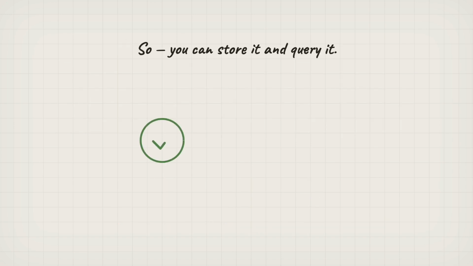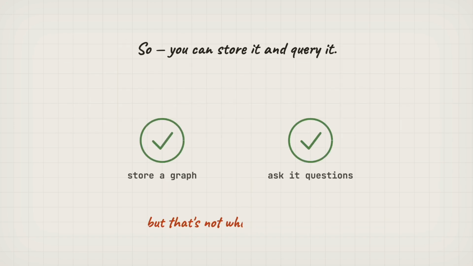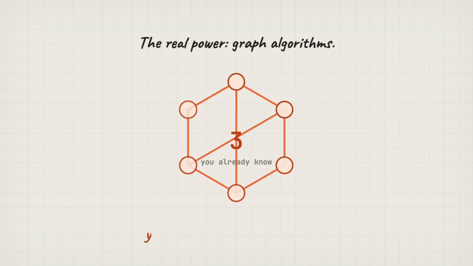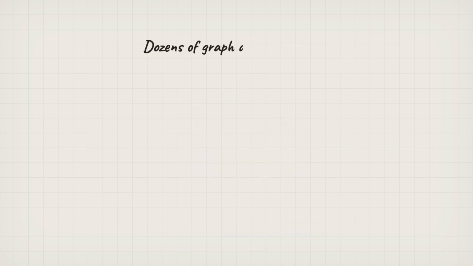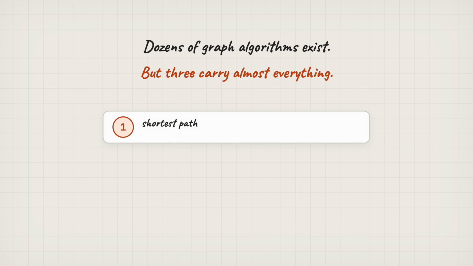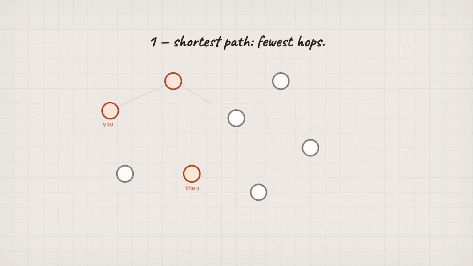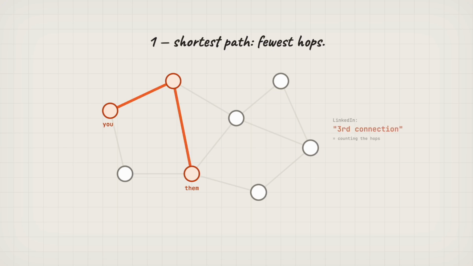So now you can store a graph and ask it questions. But the real power shows up when you run actual graph algorithms on it. And you already understand all three of the big ones. You just don't know it yet. So there are a bunch of graph algorithms, but for a beginner, three of them carry almost everything. And I will tie each one straight back to a little friend network. First one, shortest path. This finds the fewest hops between two people. You have seen this exact thing on LinkedIn when it says someone is a third connection. That number, that's our shortest path algorithm counting the hops between you and them. So, degrees of separation done for you.